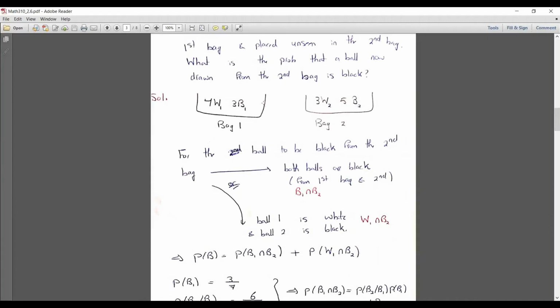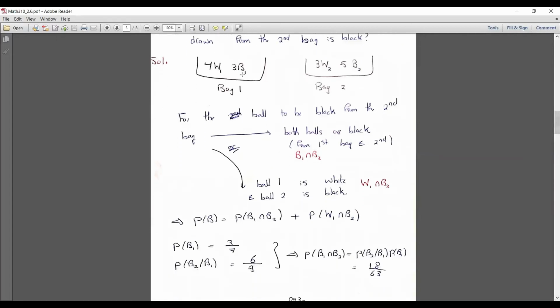So again, guys, we are saying here that we're going to remove a ball from bag 1 and put it in bag 2. We need to find the probability that the ball we are drawing now from bag 2 is black. So the probability will depend on what? On what we removed from bag 1. So either we're going to be removing a white ball here or a black ball. So let's find these probabilities.